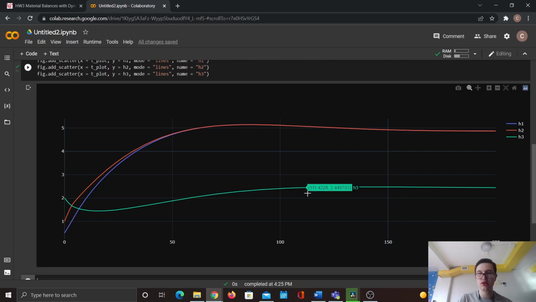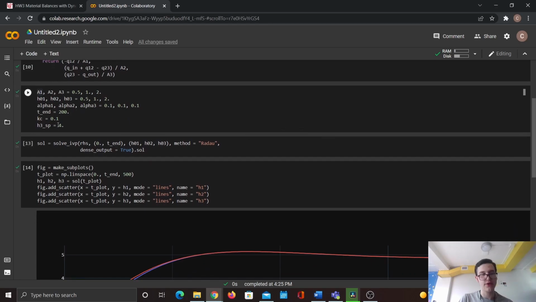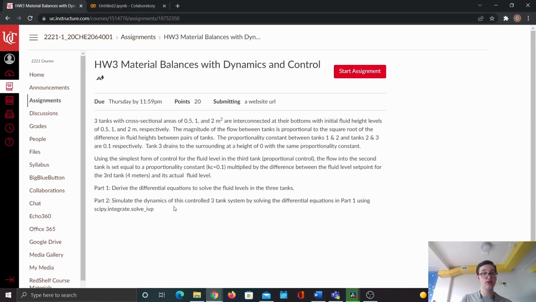So you notice that now there's an issue here. Our height, where is it? Our height here never reaches the set point for the third height, which is 4. We never reach it. We're not even close. But that's a separate issue at the very least. That's just an issue with the controller, as well as some other aspects of this specific simulation. At the very, very least, that answers part 2.